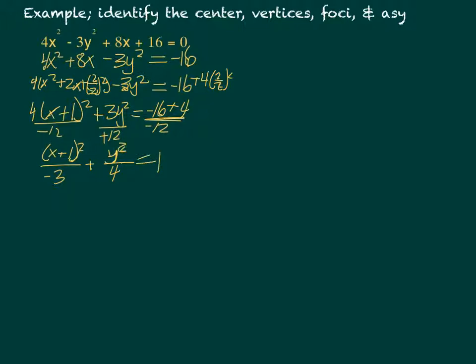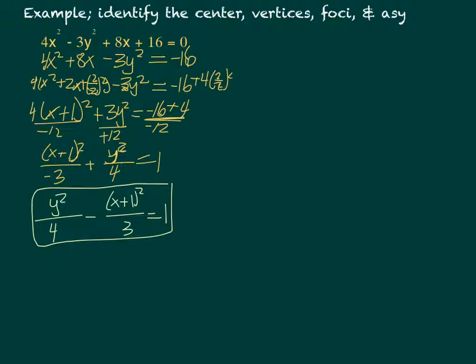However, this is not my standard form because my positive 1 always comes first, so my standard form equation is actually going to be y squared over 4 minus x plus 1 quantity squared over 3 equals 1. So my A is with the 4 and my B is with the 3. So right now I can say that A equals the square root of 4, which is 2, and my B is equal to the square root of 3.